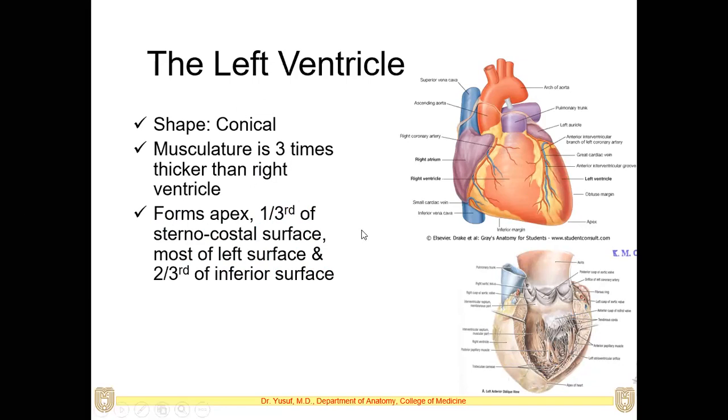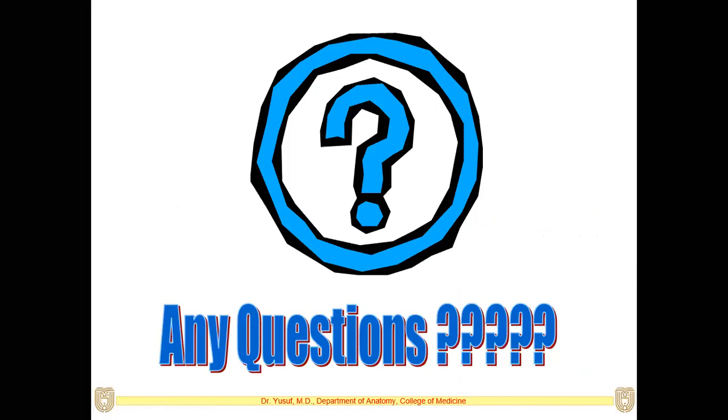So this left ventricle also forms the apex of the heart. The apex of the heart is formed by the left ventricle. How it is important, I have told you. It forms 1/3 of the sternocostal surface. The sternocostal surface is in the front, so it will form 1/3 of it. Most of the left surface, as you can say, this is the right border and this is the left border, as well as the left surface which is behind that, as well as 2/3 of the inferior, diaphragmatic surface is formed by the left ventricle. So this is all about the external features of the heart.